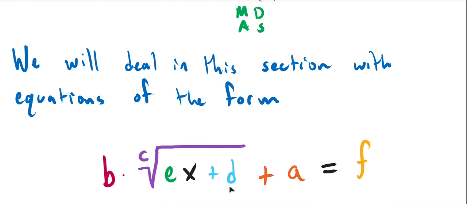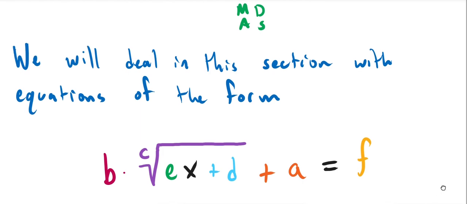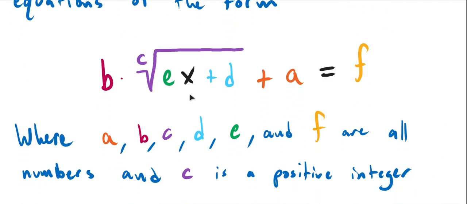You can put radicals inside of radicals. You could have them of different indices on both sides, and these require some pretty fancy tricks. We are going to look at a simpler kind of radical equation. We're going to look at a radical equation that is a lone radical equation with maybe some multiplication and addition going on the outside, and maybe some multiplication and addition going on the inside.